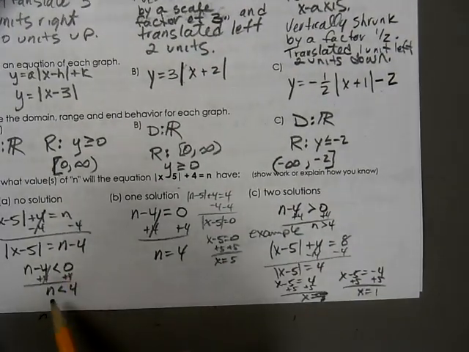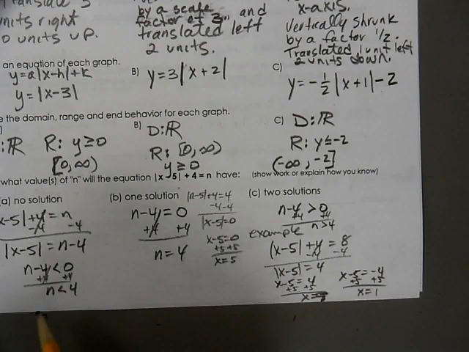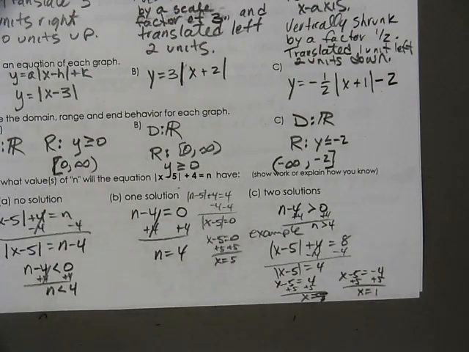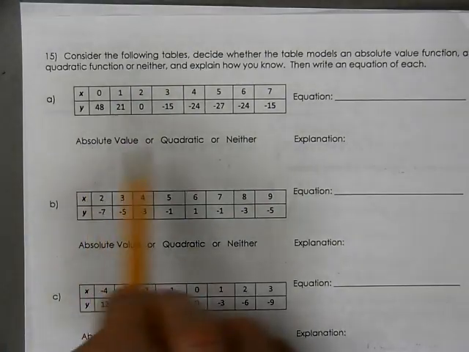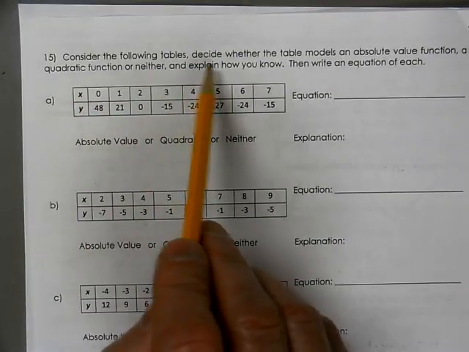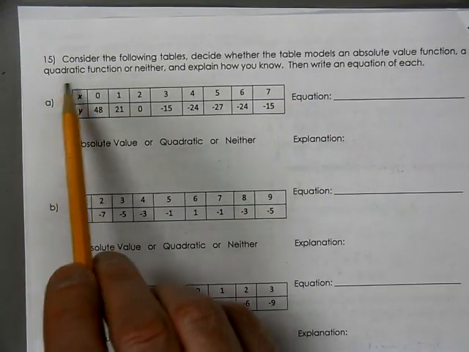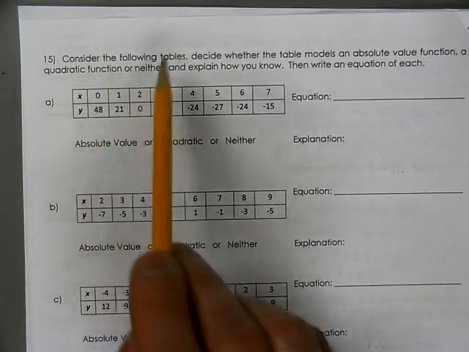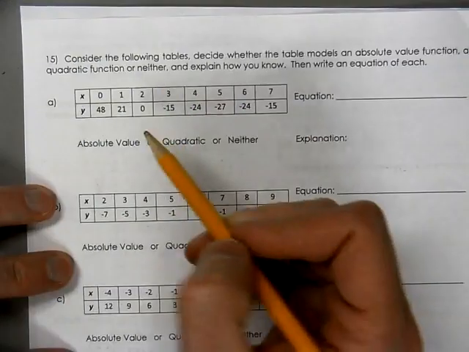And on this side, very similar, you would plug in a number less than 4, and that would give you a negative answer that's your absolute value equal. On the final side, we're going to look at these tables, and consider if the table models an absolute value function or a quadratic function, or apparently neither. And we're going to explain how we know it.